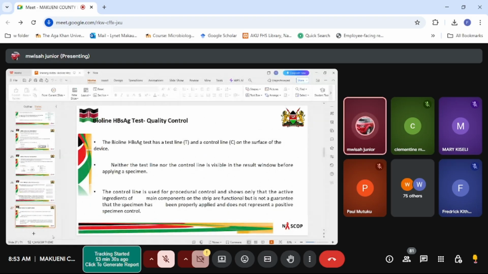Quality control, QC. The kit has a test line T and a control line C on the surface of the device. Neither the test line nor the control line is visible in the result window before applying a specimen. The control line is used for procedural control and shows only that the active ingredients of main components on the strip are functional, but is not a guarantee that the specimen has been properly applied and does not represent a positive specimen control.